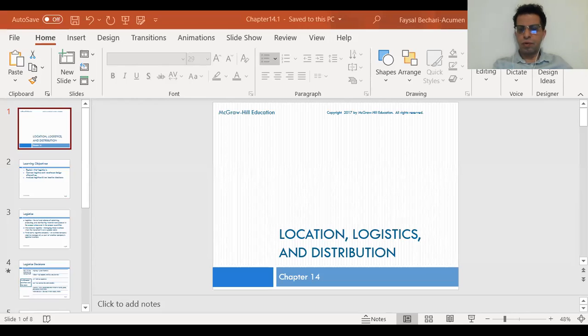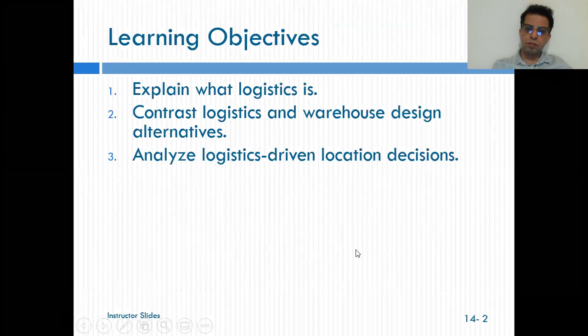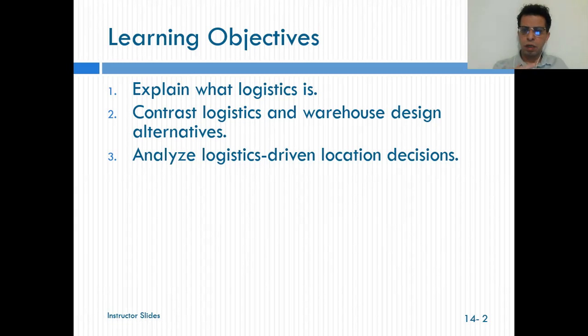In chapter 14, we're going to briefly discuss location, logistics, and distribution. Now, the objective in this chapter is to explain what logistics is, contrast the logistics and warehouse design alternatives, and analyze logistics-driven location decisions. Logistics is a very important part, well known in North America because of the size of the countries and productions also.